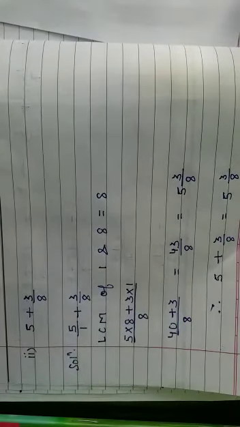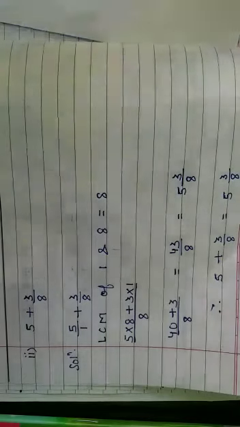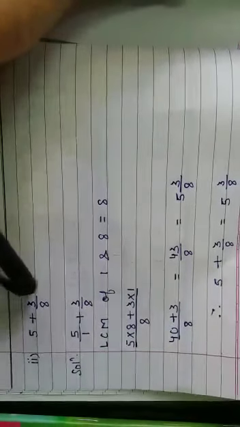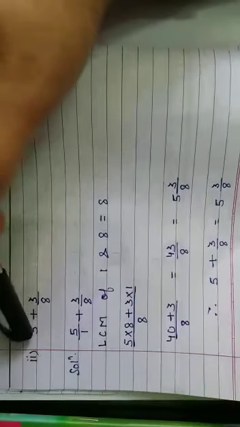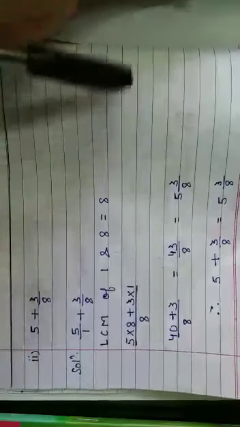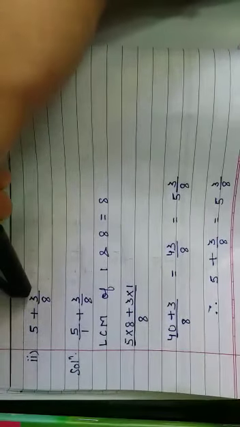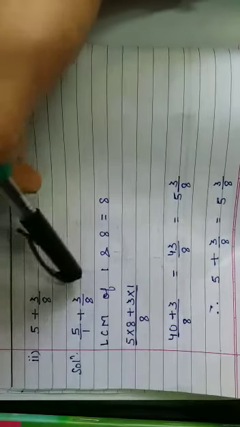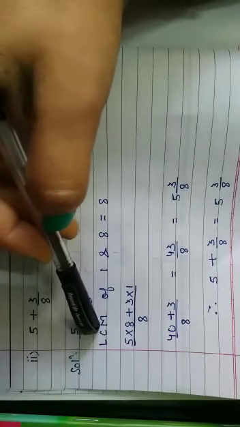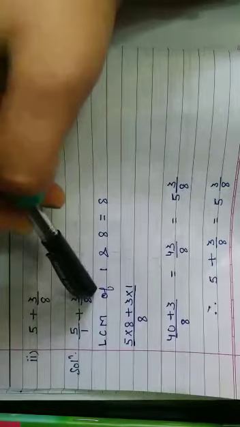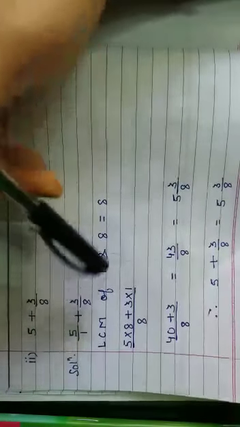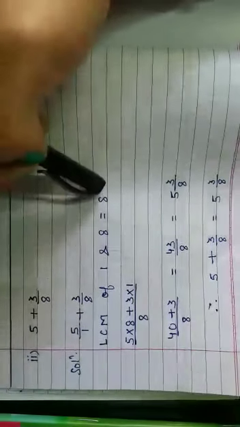So here you can see again we have to add two unlike fractions. Here we have 5 plus 3 upon 8. Here we have a whole number and here we have a fraction. So we can write it as 5 upon 1 plus 3 upon 8. Again we have to take the LCM. So the LCM of 1 and 8 is 8 only.